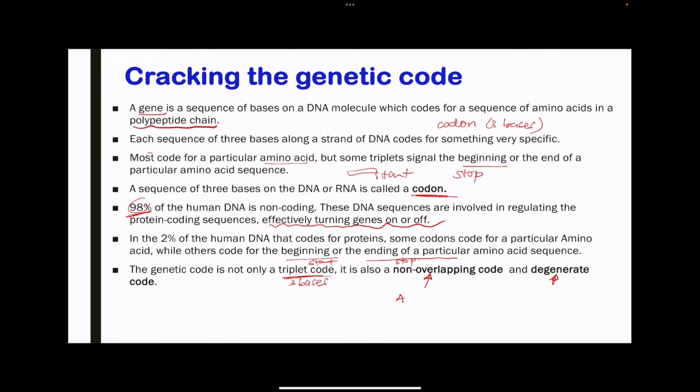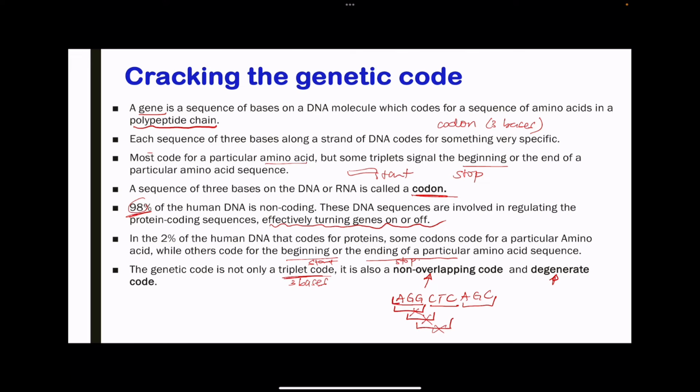For example, if I have AGG, CTC, something like that, and maybe AGC, it means I have to read them as 3, 3, and 3. I cannot do 3 and then come and read the next 3 and then the next 3. That will be overlapping and that is going to be wrong. So this is wrong, that is wrong.